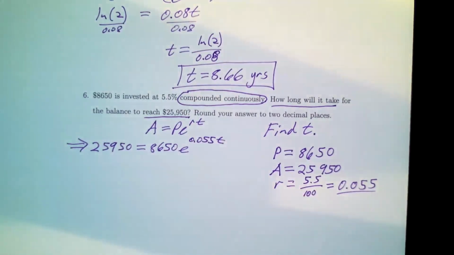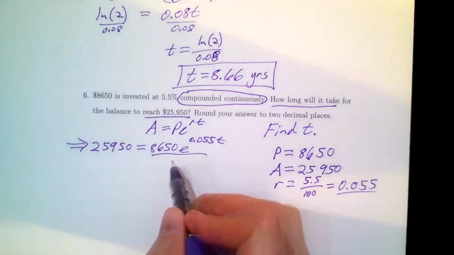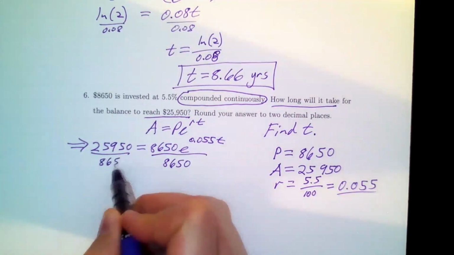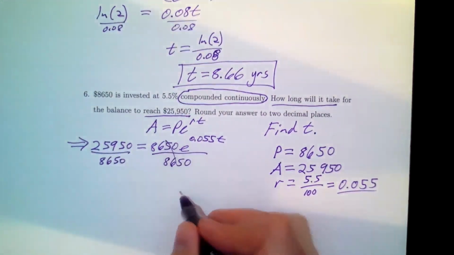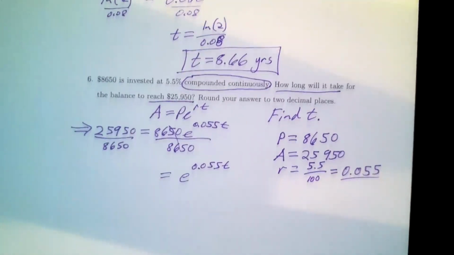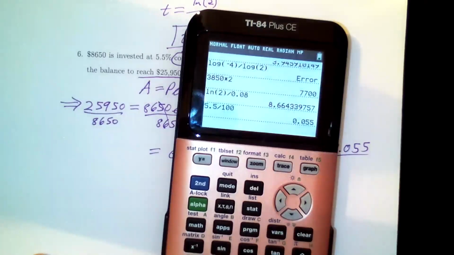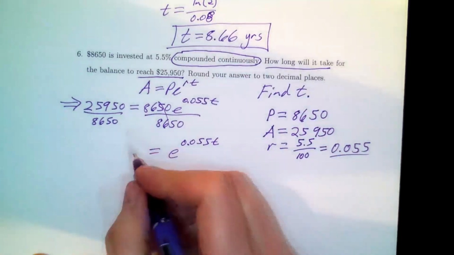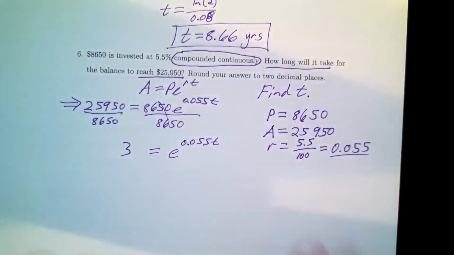Now we're going to do the same exact solution process as we did last time. We're going to get the e by itself by dividing by 8,650. So I get e to the 0.055t equals, so let's divide here, 25,950 divided by 8,650 is 3. Well, that's nice. And then I want to solve for t.